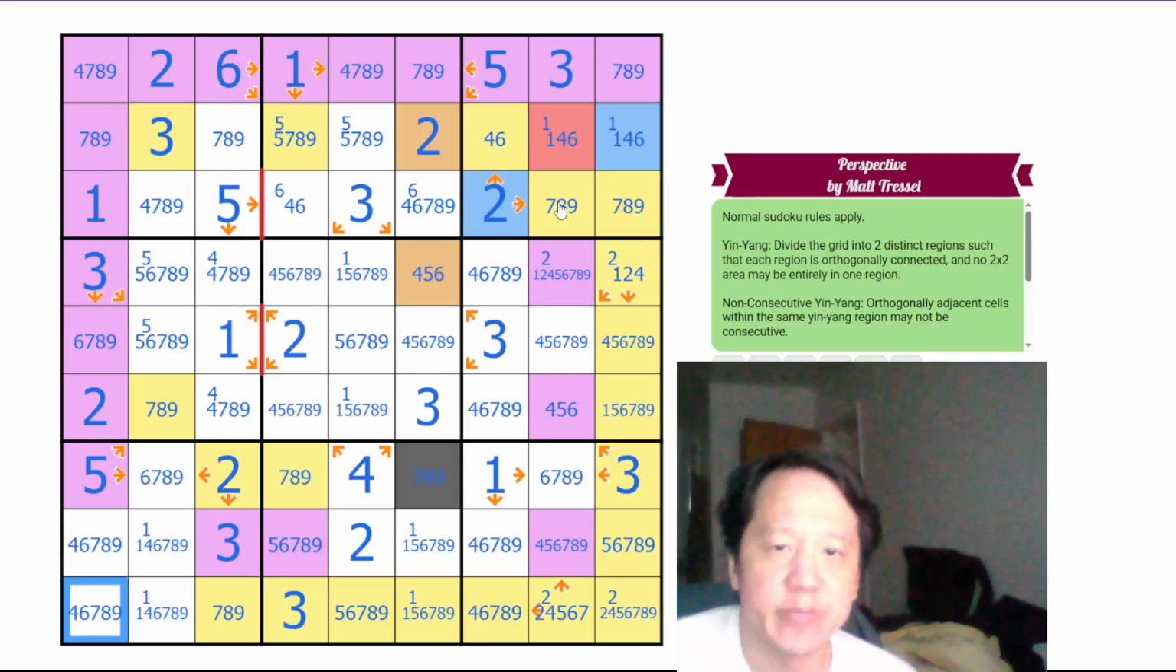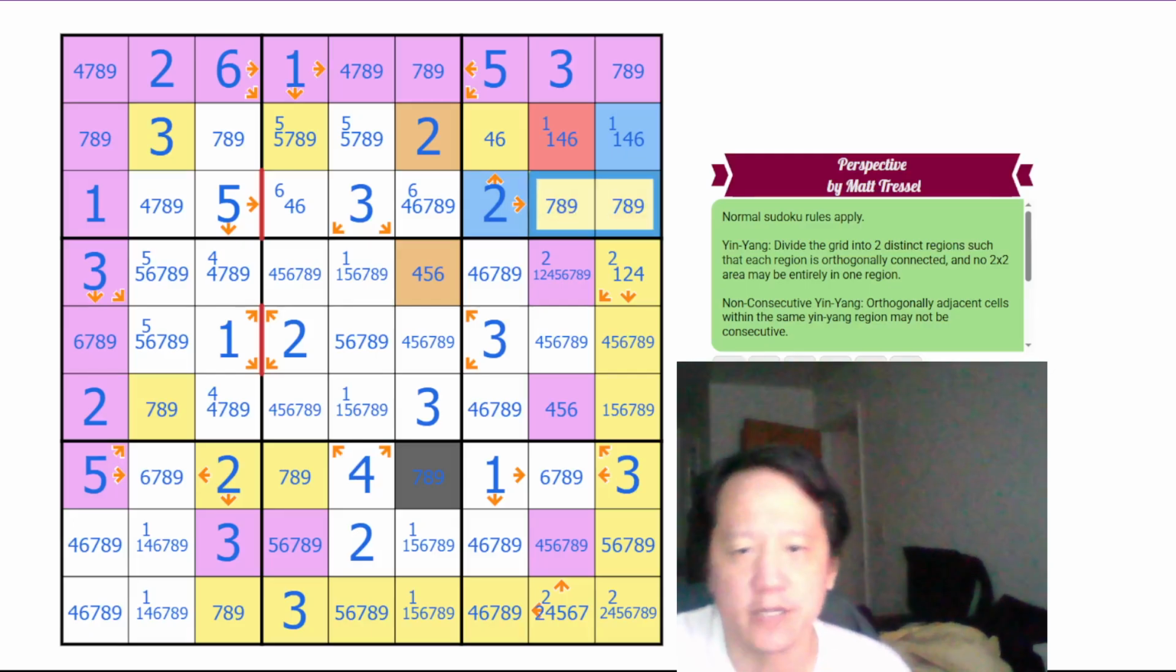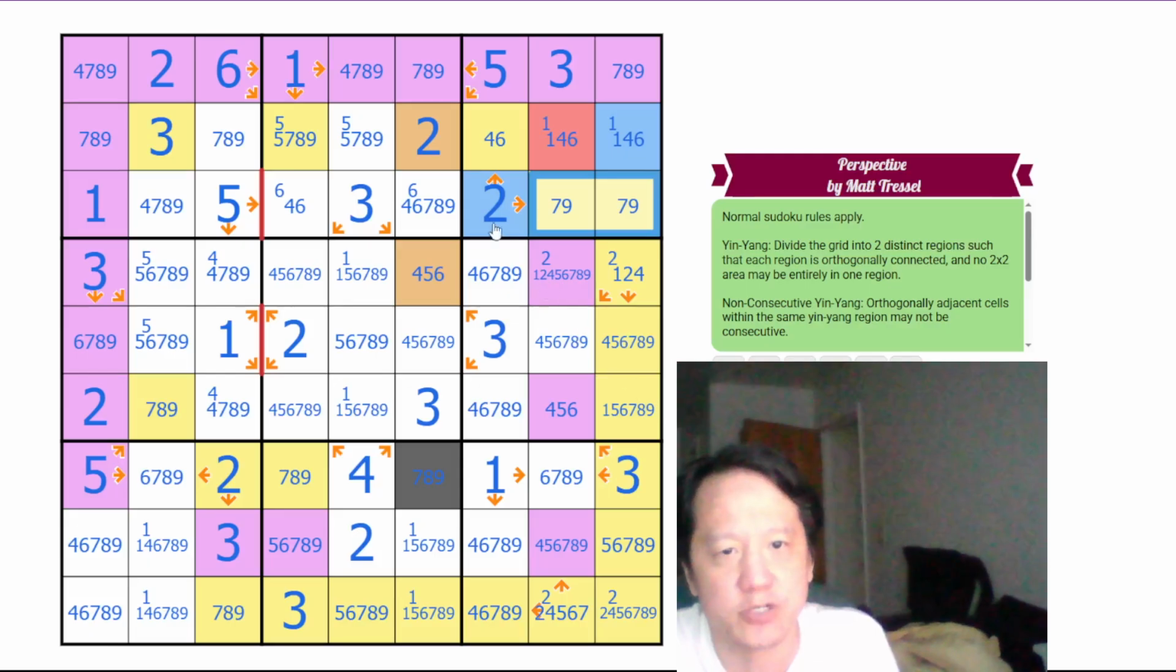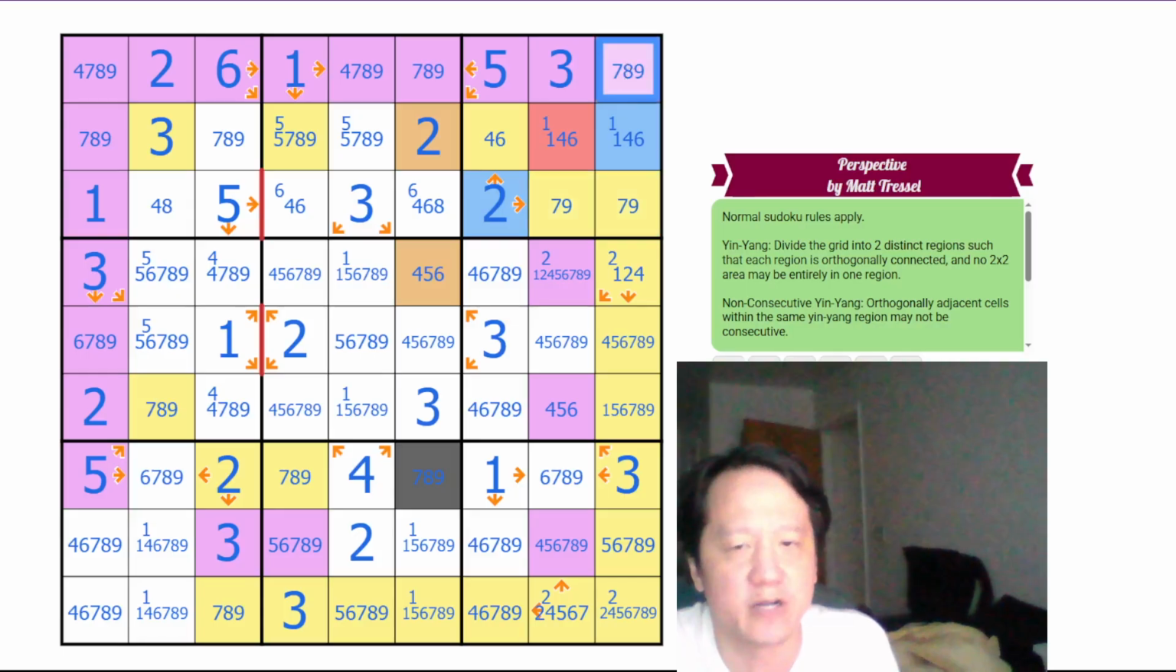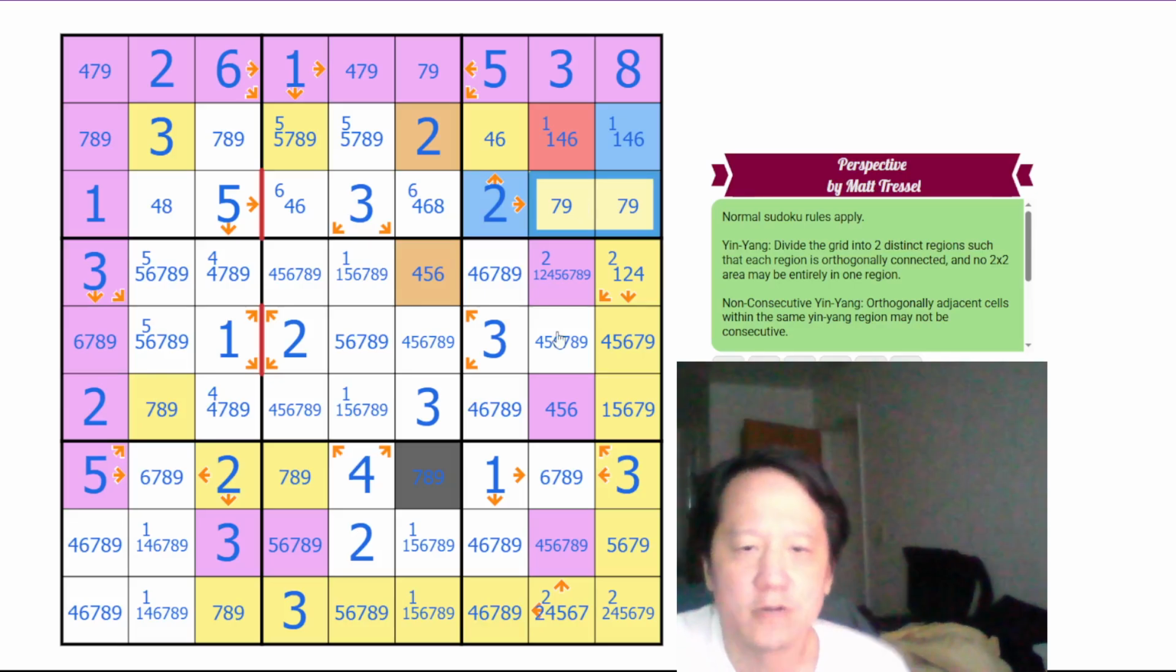Oh, these cannot be consecutive because they are both yellow. So you cannot have 7, 8, or 8, 9 here. So this must be a 7, 9 pair, which eliminates 7 and 9 in the rest of the column and in the rest of the box. So this can't be 7 or 9. It's 8, which eliminates 8 in the rest of the column and rest of the row. Interesting. That was kind of cool.